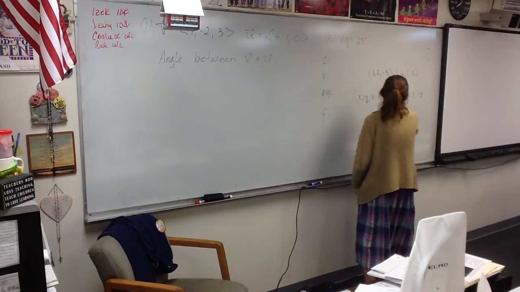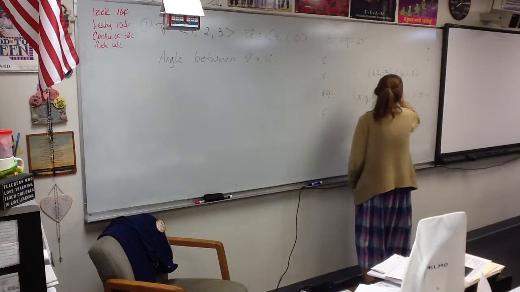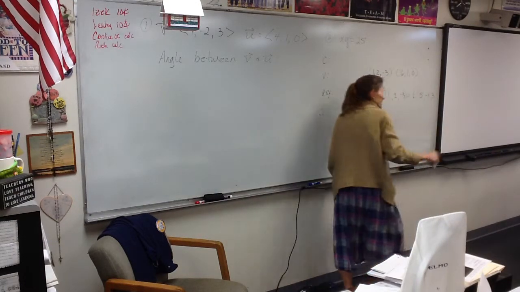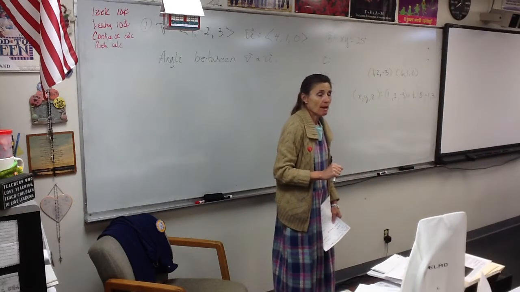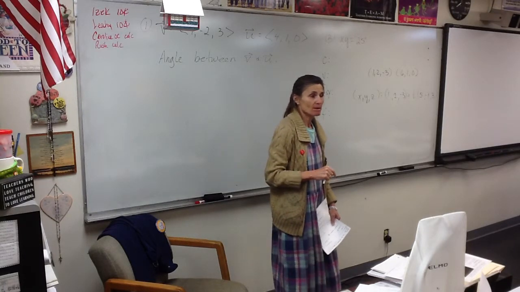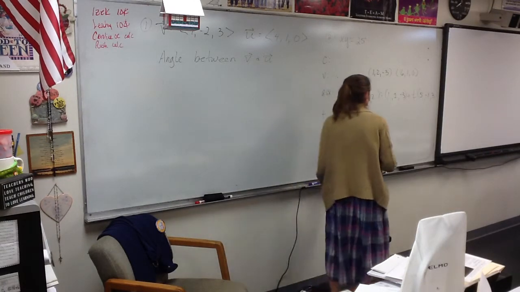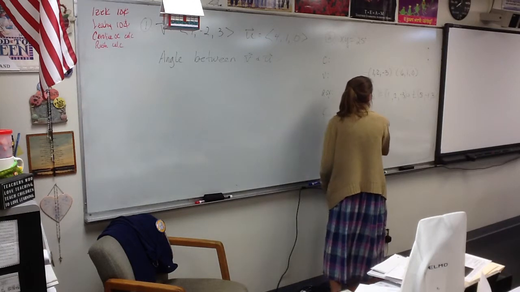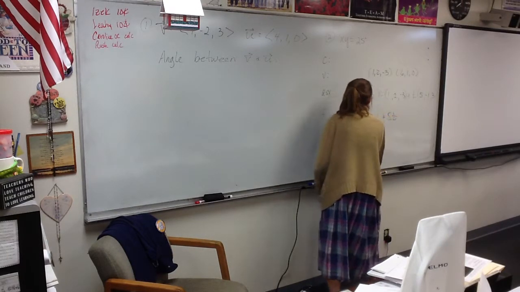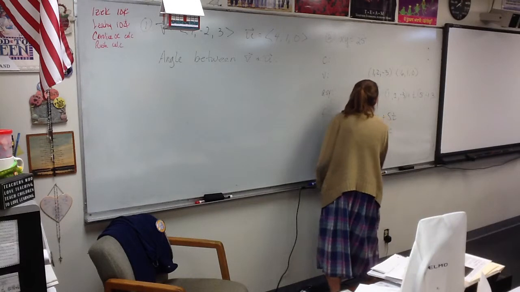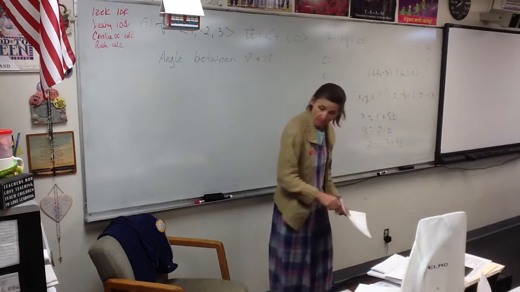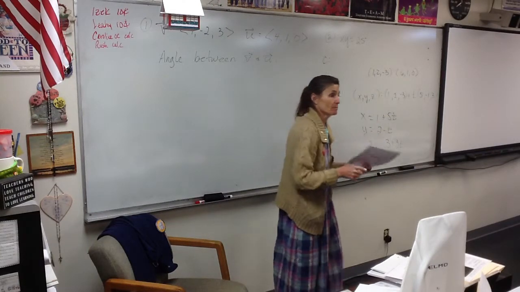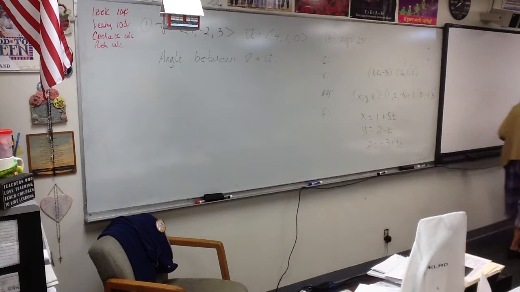5, -1, 3. There's step 1. Now, how do we get from that to the parametric form? We break it up. So x equals 1 plus 5t, y equals 2 minus t, and z equals -3 plus 3t. Is that okay with everybody? All right, anything else on this quiz that we need to talk about?